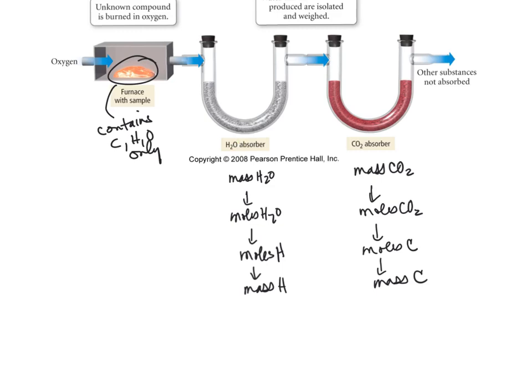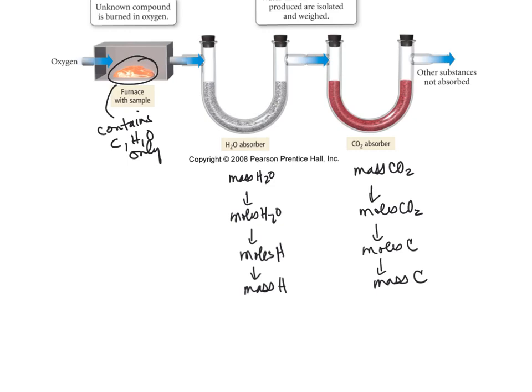So the amount of oxygen here added together does not equal the amount of oxygen in the sample. It equals the amount of oxygen in the sample and in the oxygen that's flowing through for the combustion. So you don't want that. You want the mass of oxygen that's in the compound in order to get the empirical formula of the compound.